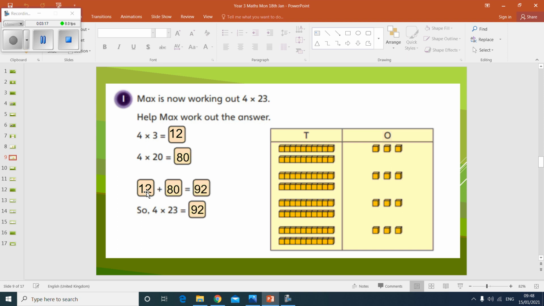And so Max has added together the answers to his calculations. 4 times 3 is 12, 4 times 20 is 80, and 12 add 80 equals 92. So 4 times 23 is 92. Did you remember that when we get 10 ones, we have to exchange for 1 ten rod?